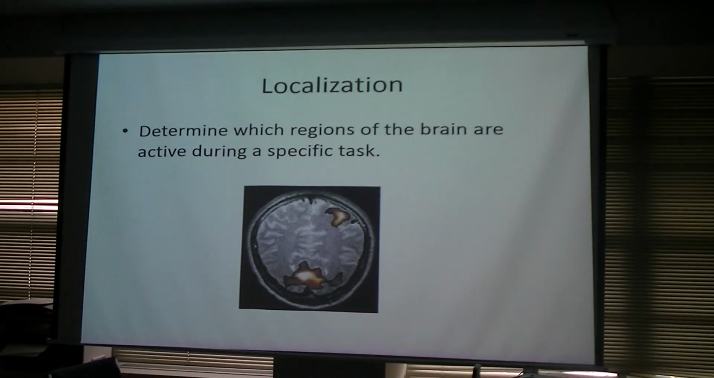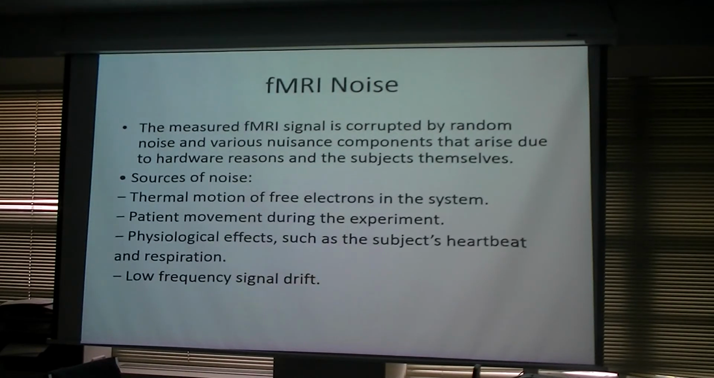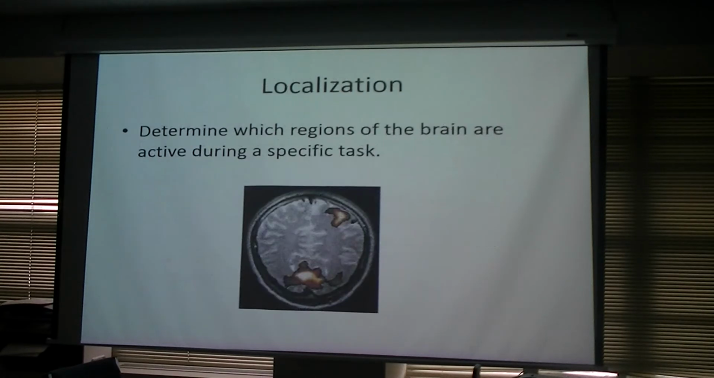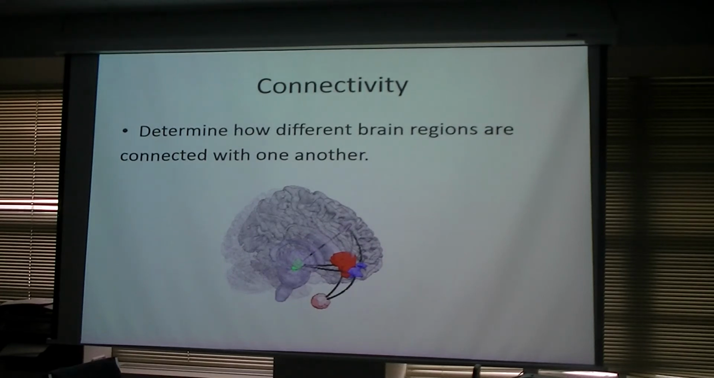And finally, what we want to do with the analysis of this data is determine which regions of the brain are active during a specific task, and if some regions are active, find out how they are connecting and interacting with each other. These are our tasks.